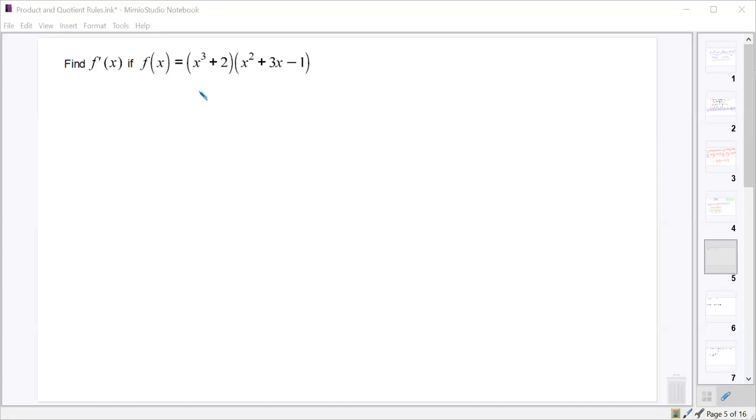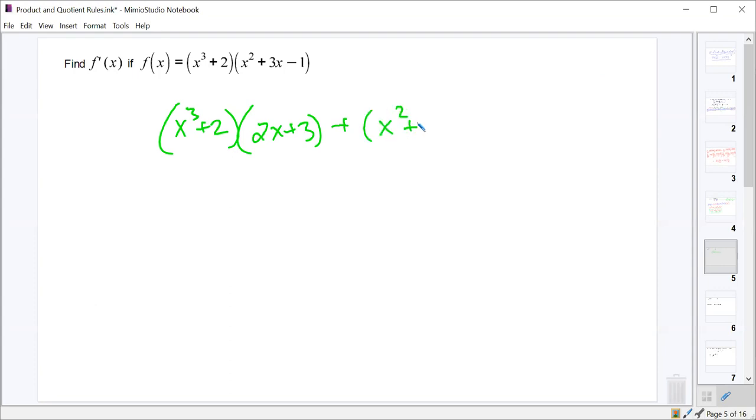We're ready. Okay. So we should have u, which is x cubed plus 2, times the derivative of v, which should have been 2x plus 3, plus v times the derivative of u. Everybody good with that? Is that what you all got to start with?